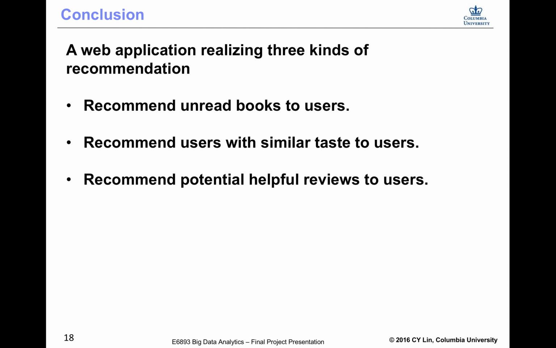So in conclusion, our project has built a web application realizing three kinds of recommendation. The first one is to recommend unread books to users. The second one is to recommend users with similar tastes. And the third one is to recommend potentially useful reviews to users.